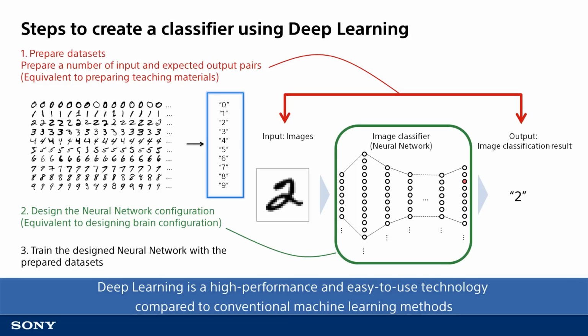You also need to prepare a dataset representing the correct classification results so that the system outputs the correct classification of 0 or 1 when performing the classification process. This is equivalent to preparing training materials for people. The first step is this preparation of training materials, which corresponds to the correct answers for the task.